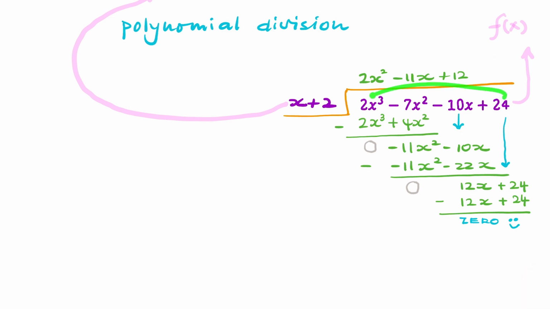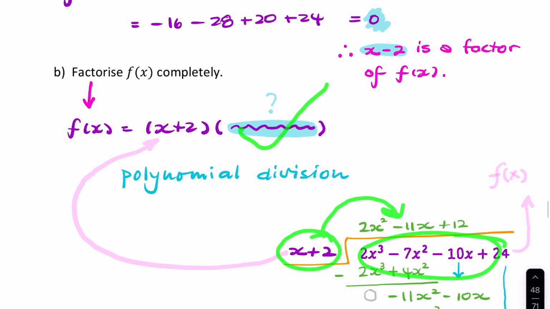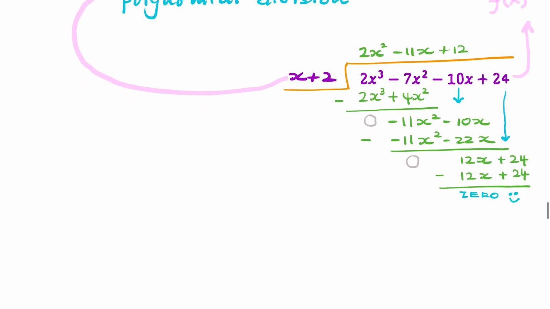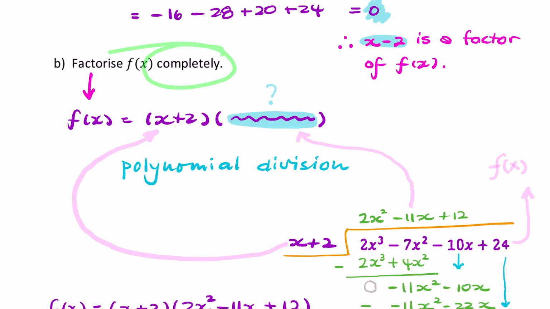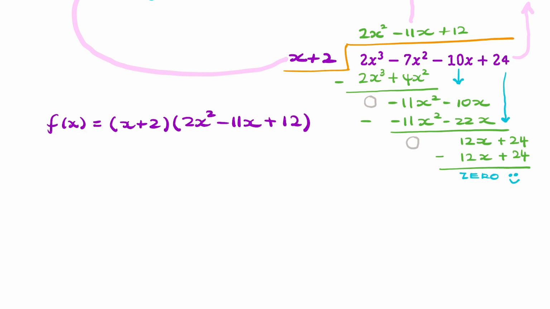So now you can rewrite f of x as the product of this multiplied by this. So therefore we have now found that we can write f of x equals x plus 2 times 2x squared minus 11x plus 12. Now the question did say factorize completely. So we factorized it, but this is still quadratic. So we can still attempt to factorize it. So let's see if we can factorize this into two linear terms.